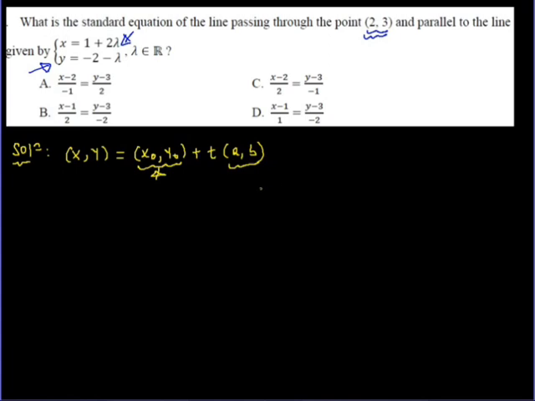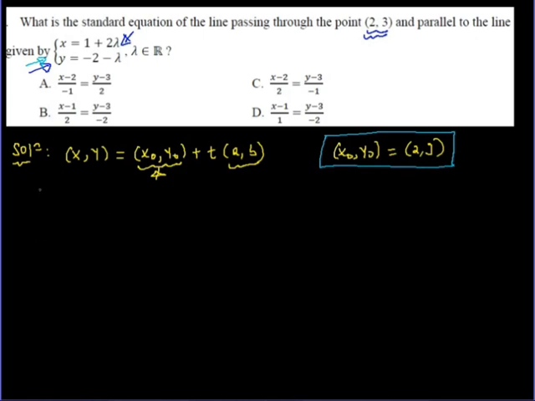and the component (a, b) is a direction vector. Okay, so here x naught, y naught is given, which is (2, 3), through which the line passes. So we need the direction vector to completely determine the standard equation of the line. So let's keep this as it is. We do have the point through which the line passes. So we need one more piece of information, which is the parallel vector.